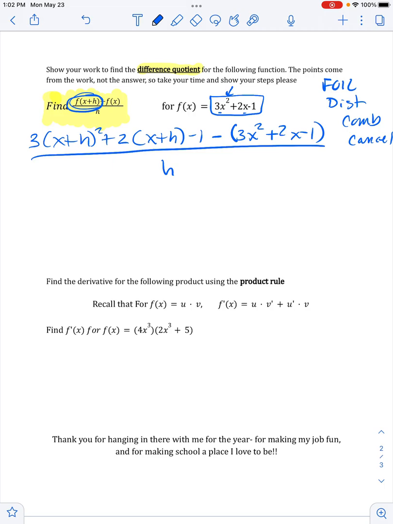So I'm going to start with the foiling, but this one is the one that I told you is always going to turn out to be the same. x squared plus 2hx plus h squared. So this part is going to get replaced with that.